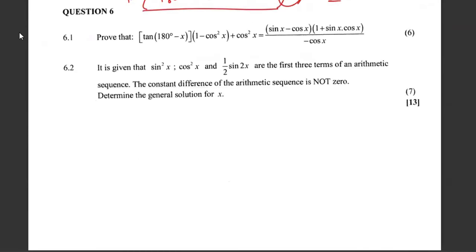And then 6.1, they want us to prove that the left-hand side is indeed equal to the right-hand side. Okay, so what do we do in this case? So number one, we can start from the left-hand side.